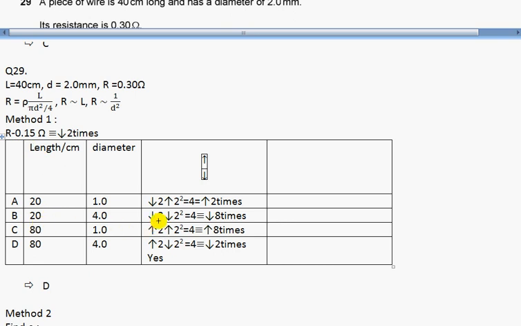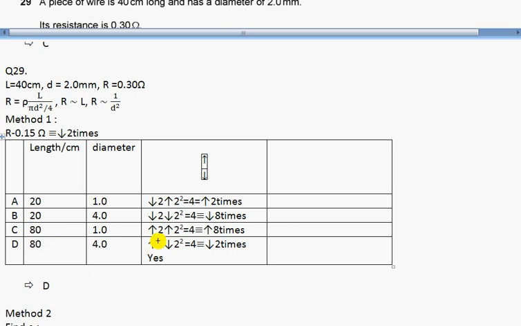B: length decreased 2 times, and the diameter increased 2 times. It means resistance will decrease 2 squared, which is 4 times. So we have at the top nothing, and at the bottom we have factor 2 and 4, so it decreased 8 times.